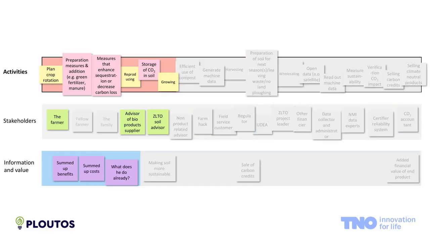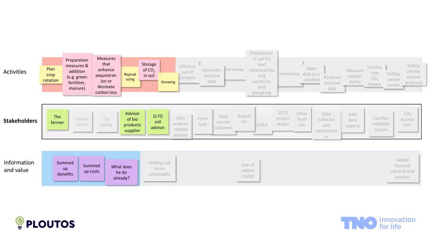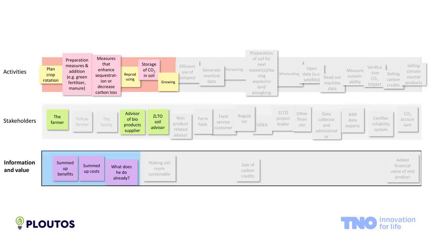The first activities are to start planning the crop rotation. The additional activities that are now included focus on preparing for measures and taking the measures to enhance carbon sequestration. And between the reproducing and growing stage, CO2 is now stored in the soil. The farmer receives advice in this from ZLTO soil advisors and advisors of bioproduct suppliers. The farmer looks at summed up benefits and summed up costs from the planning activities and measures that are taken.